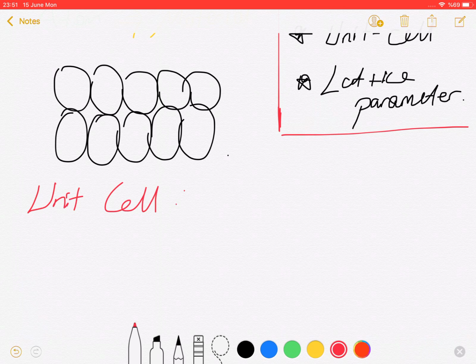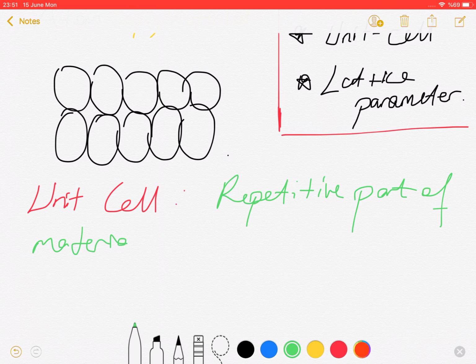Unit cell is a repetitive part of the material. What does that mean? I said that there's a harmony in the system, a harmony in the materials. Our basic thing was the atom, and we go into the materials, more complex things. By the way, what is a material? A material is a pen, a t-shirt, a cell phone, a computer, almost everything.